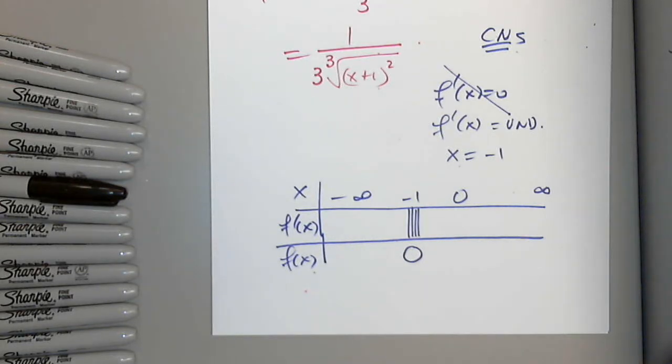Okay, so I have the table. I have the critical number in the table. I found the value of the function at negative 1. I plugged it in, I got 0. So now what would be the next step? Pick a number between negative 1 and negative infinity to find the sign of the derivative. Excellent. Good. So let's plug it in.